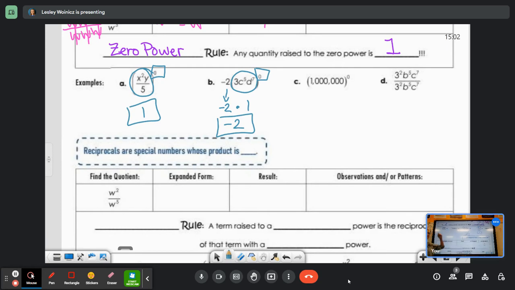All right. Really big number raised to the 0 power? Still 1. Doesn't matter.